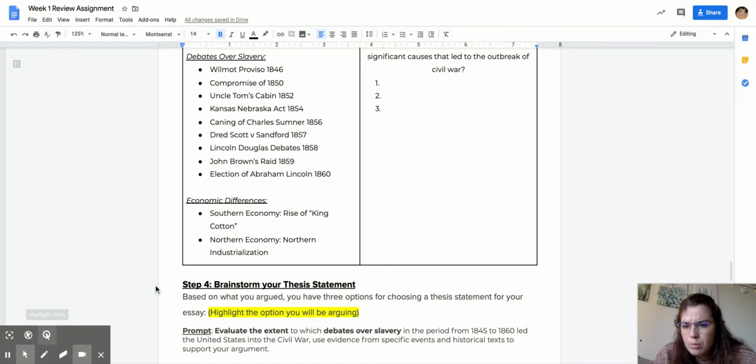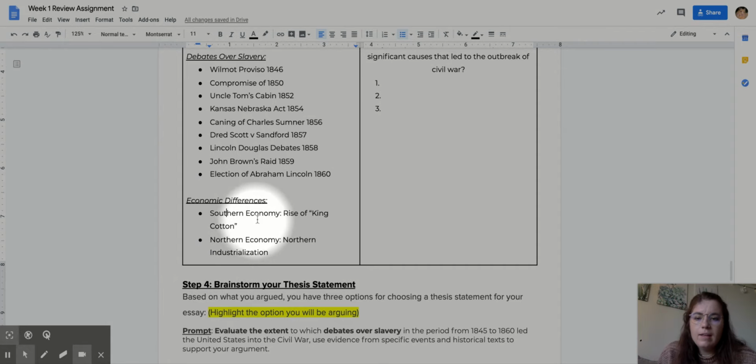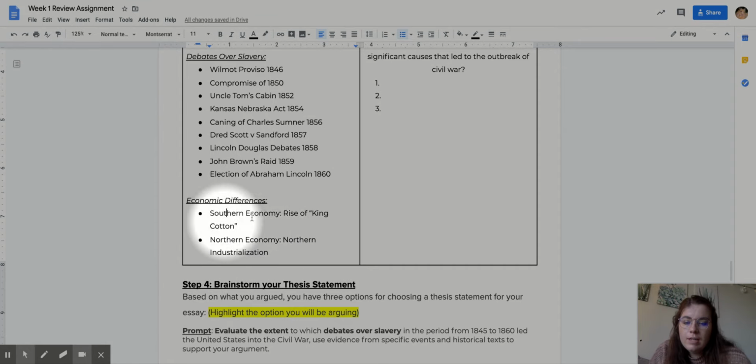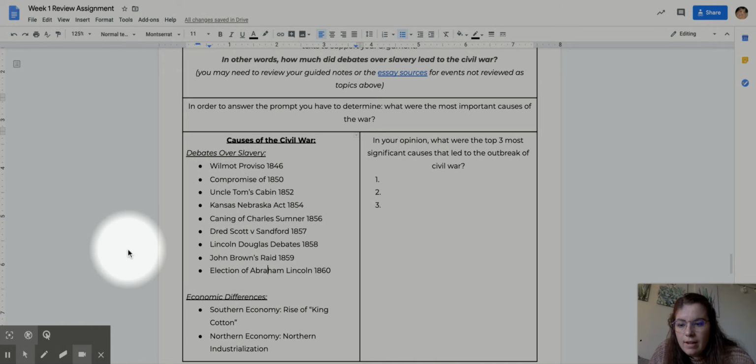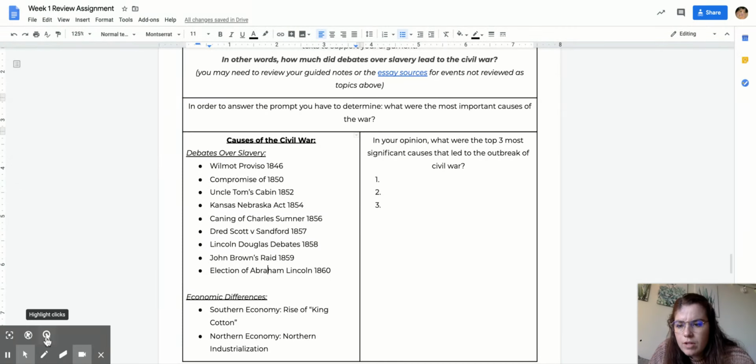I think I can do like a pointer thing. I don't know, I'm going to try some of these tools, I guess I should say. Focus mouse. Oh, cool. Okay. So these are the economic differences, and then the debates over slavery. I don't really like this, actually. Sorry, guys. I'm learning just as much as you. So highlight clicks. Oh, okay. Wow. I should have done this before the video.